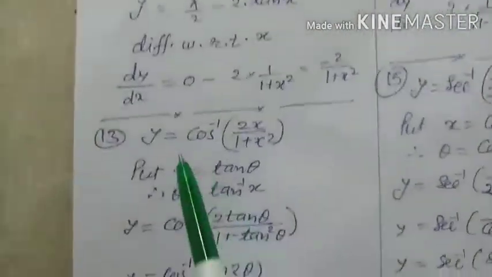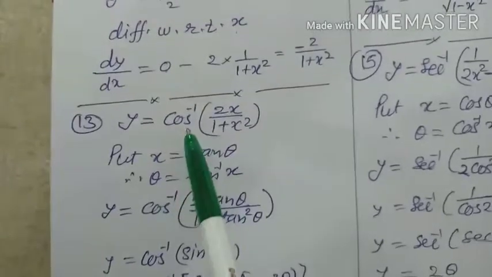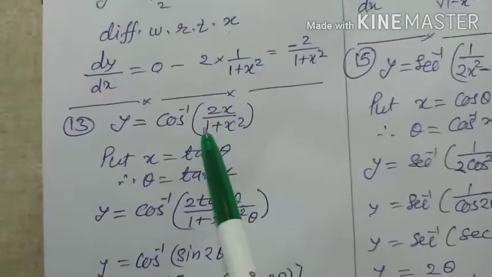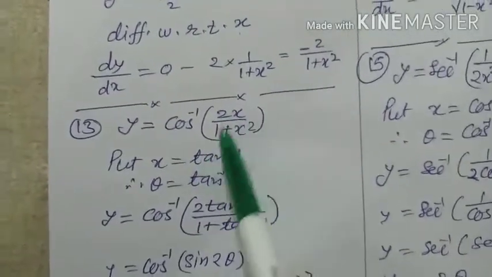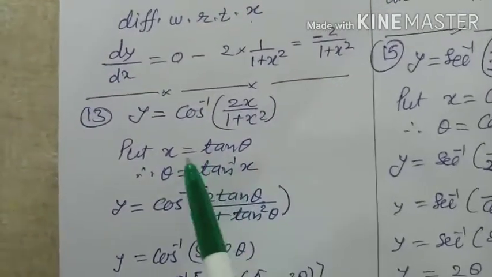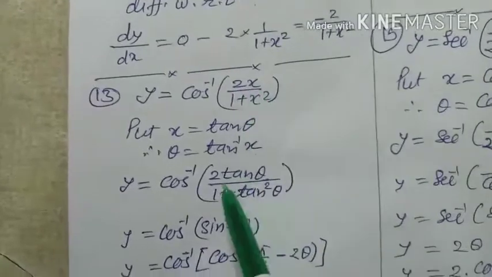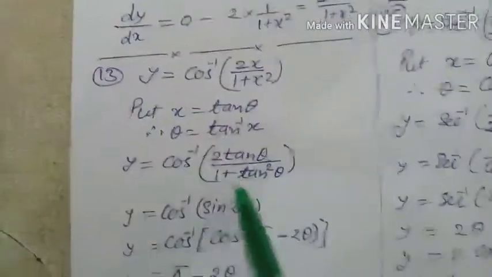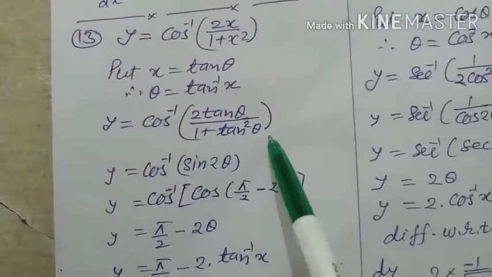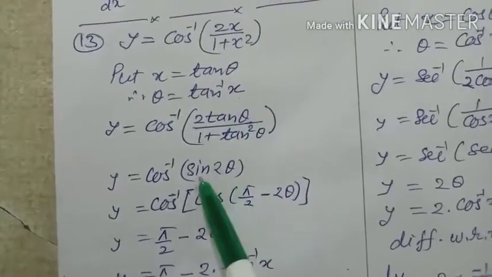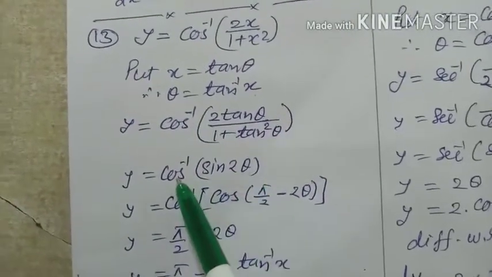Now same as question number 13. In 13, this is 2x upon 1 plus x square. It is a formula of sin 2 theta. So put x is equal to tan theta, then theta is equal to tan inverse x. So it will be y is equal to cos inverse of 2 tan theta upon 1 plus tan square theta. So it will be sin 2 theta.